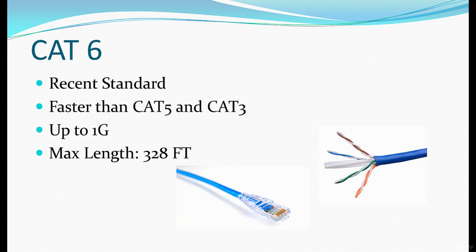Cat 6 is a current, recent standard. It is faster than the Cat 5 and the Cat 3. It is up to a gig or higher. Max length is 328 feet as well. You'll see an RJ45 connector on the left, and on the right you will see what it looks like in the jacket.